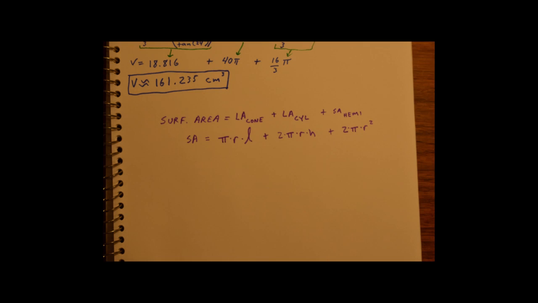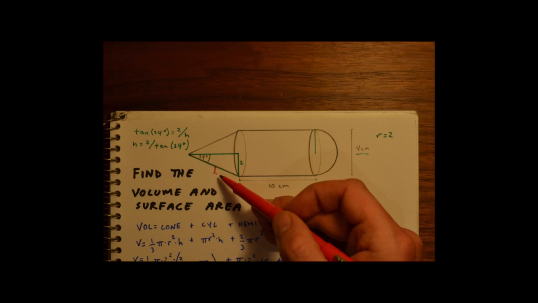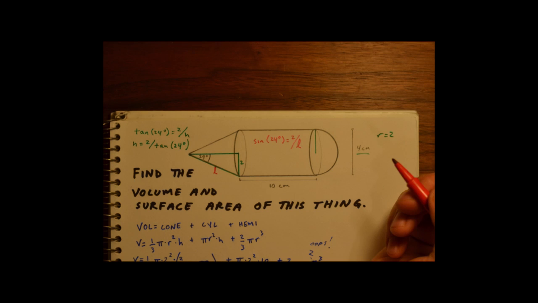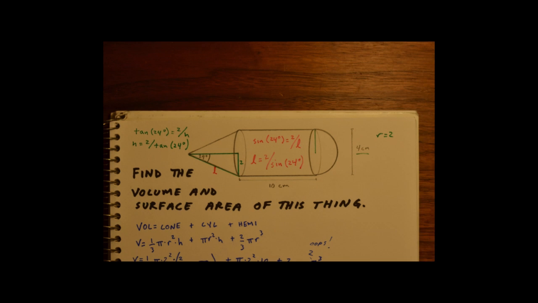And so we've got our formula, pi r times slant height plus 2 pi r h plus 2 pi r squared. Let's see, we need to find the slant height, and so in that same triangle in the cone, we know the slant height can be found using the sine formula. So sine of 24 is opposite over hypotenuse, and so the slant height will be 2 over the sine of 24. Again, whatever that is, plugged into your calculator.